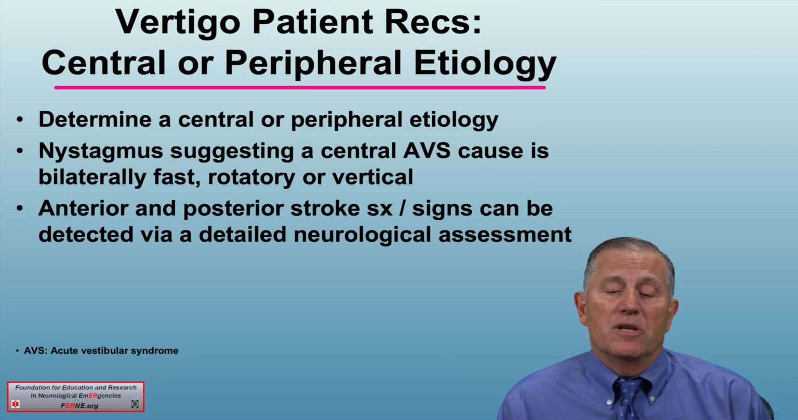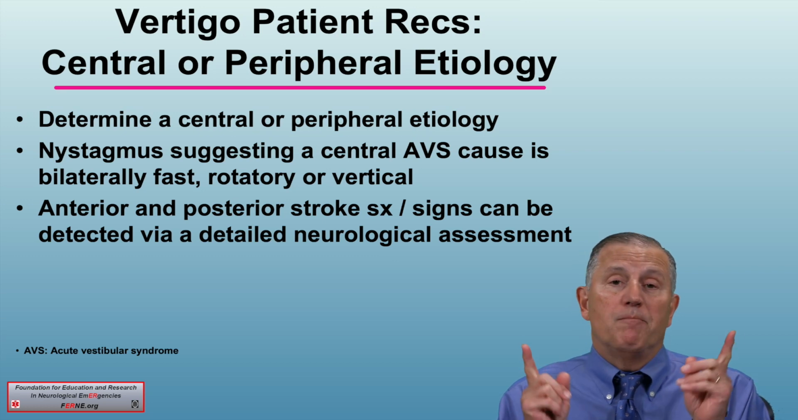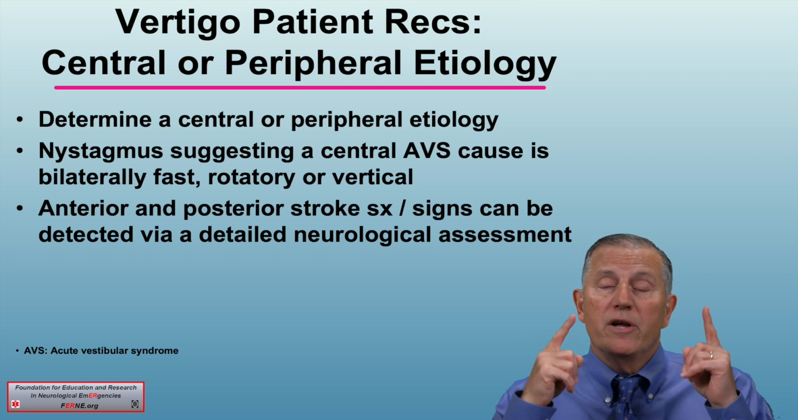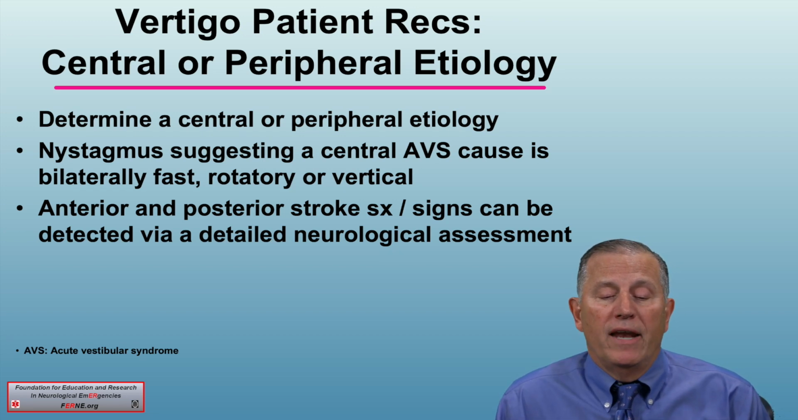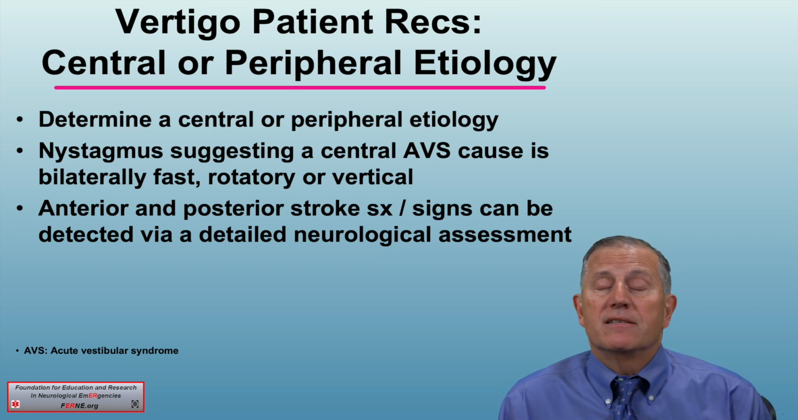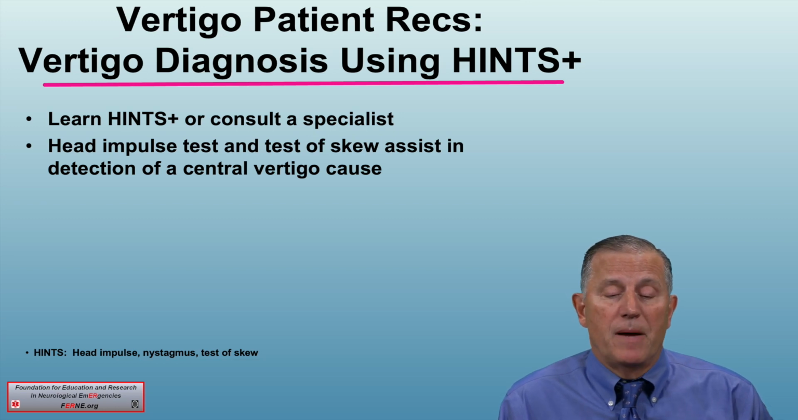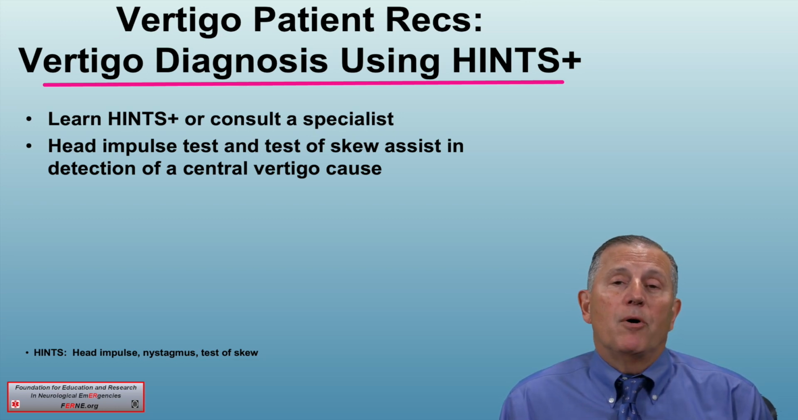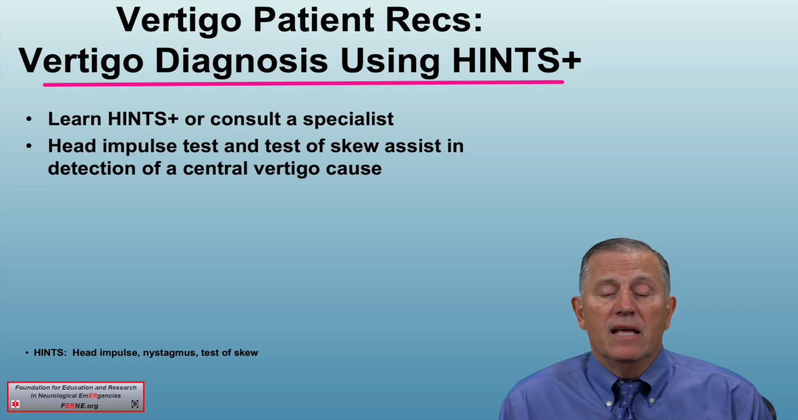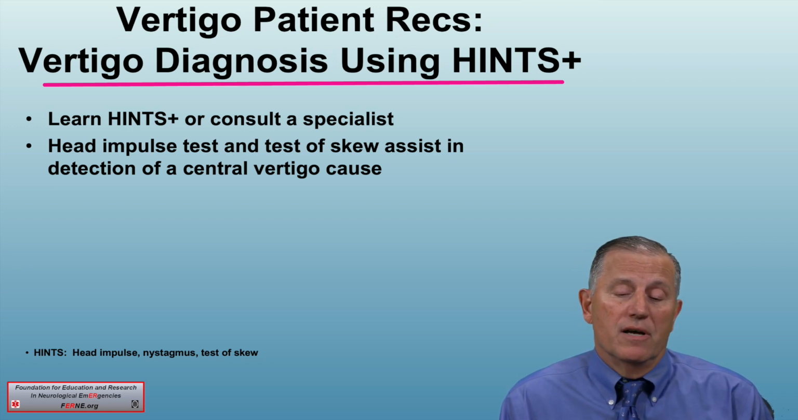Regarding the determination of a central versus peripheral etiology, we know that nystagmus can suggest a central cause if it is bidirectional, fast, rotatory, or vertical. And we know that anterior and posterior stroke signs and symptoms can be detected on a good neurological exam. Learn the HINTS Plus or consult a specialist. We know that the head impulse test being positive on one side is necessary, as is the test of skew, to detect either a peripheral or a central cause of the vertigo.